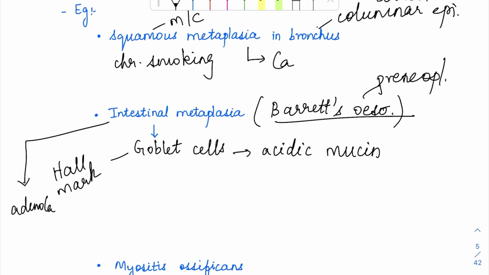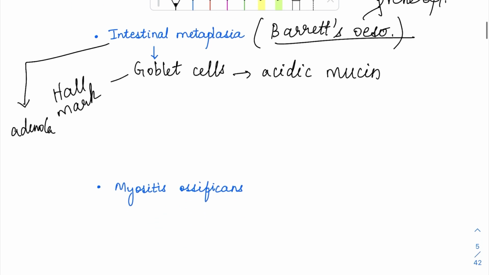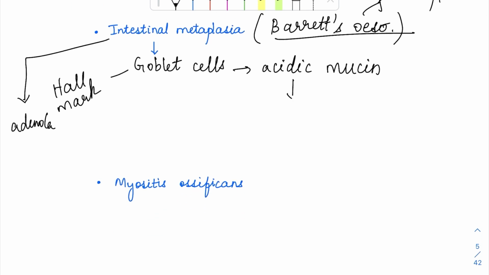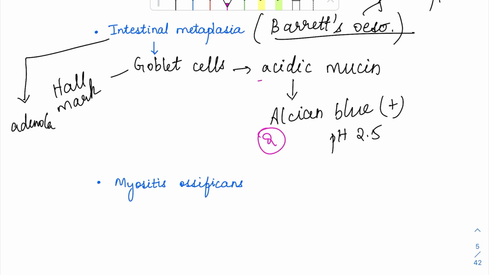Okay, with time, if this gastric irritation is continuously present, if GERD is continuously present, this Barrett's esophagus can undergo dysplasia and become an adenocarcinoma. Okay, so how will you confirm Barrett's esophagus? Since these goblet cells are present, which produce acidic mucin, you can stain with Alcian blue. Alcian blue is a special stain which stains this acidic mucin at a pH of 2.5. Okay.